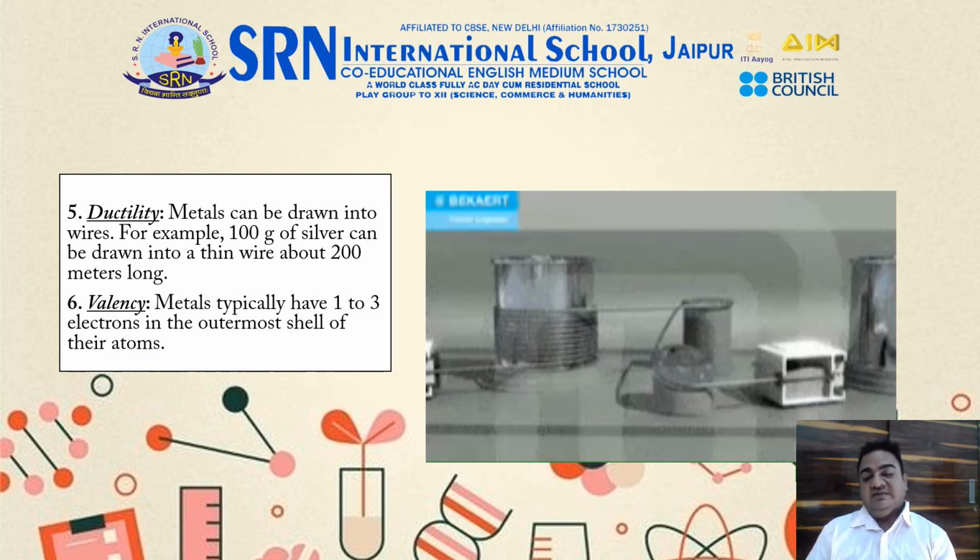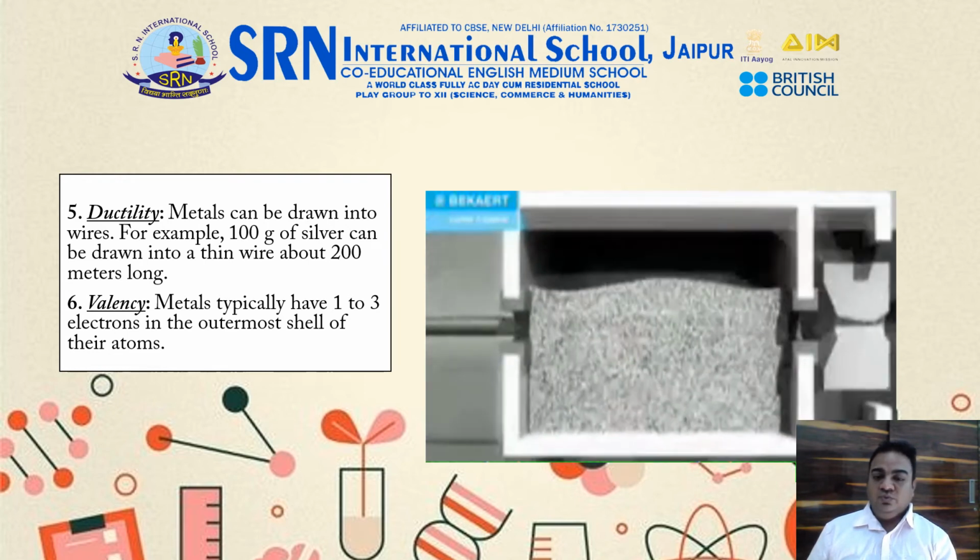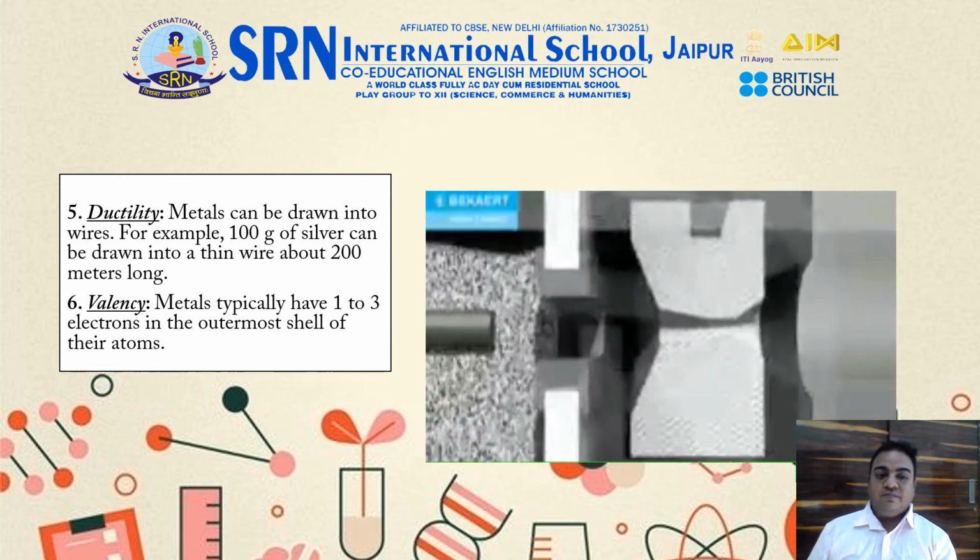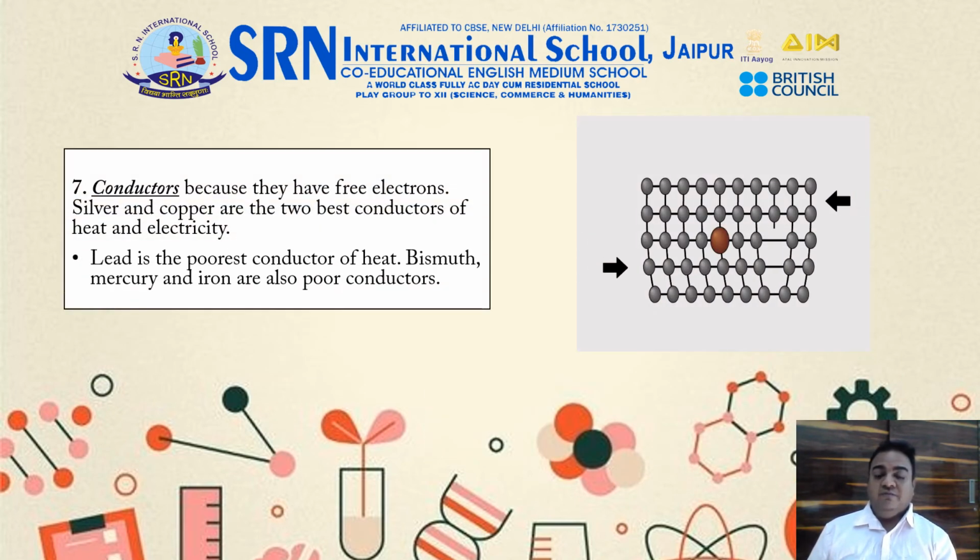Now what is valency? Valency is the number of electrons which are required by an element in order to gain stability or to have 8 electrons in the outermost shell. So the metals typically have 1 to 3 electrons in the outermost shell, that is their valence electrons are 1, 2 or 3. Hence their valencies are positive, that is plus 1, plus 2, or plus 3. These are the valencies of metals.